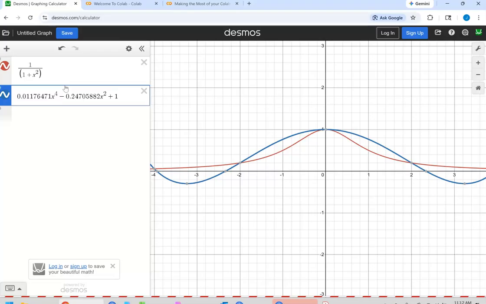All right. So it looks like it's doing a good job going through the points. Here it's going through the point 0, 1. Here it's going through the point -2, 1/5. Here it's going through the point -4, 1/17. It's doing a good job interpolating the points. Does it look like a good fit for the function? Not particularly, right? Okay. What might be a better way to try to get it to be a good fit for the function?